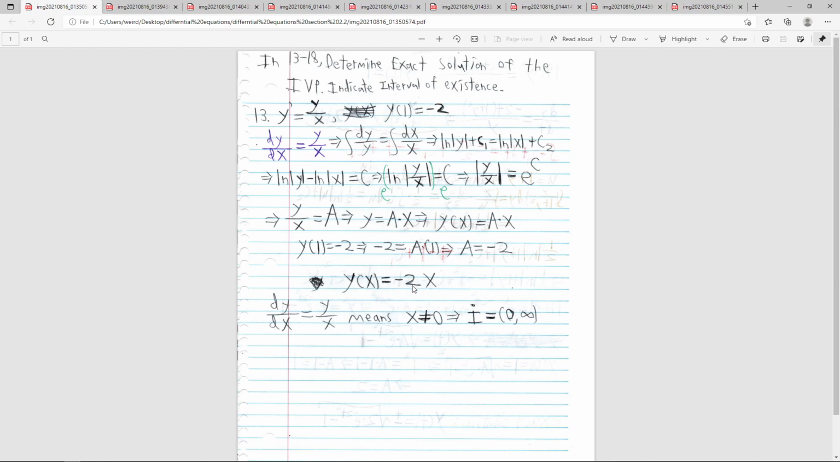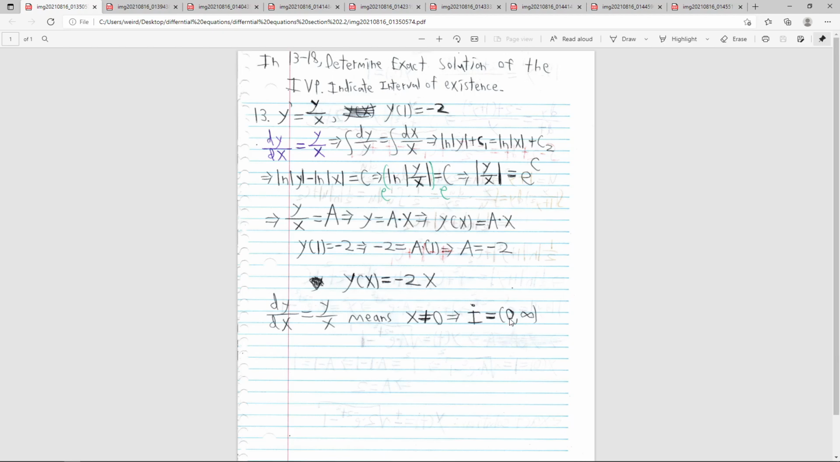So y of x equals negative 2 times x. It's a very simple solution, and therefore the interval of existence is simple to talk about. The y dx is equal to yx. That's where we're going to look for one thing that doesn't work. So x cannot equal 0. So that means that is 0 to infinity.